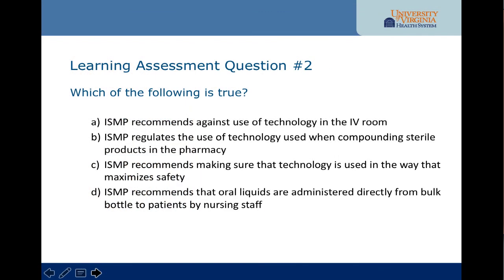All right, so before we start to drill down and talk about individual pieces of technology, I've got a second learning assessment question for everyone. So which of the following is true? A, the ISMP recommends against the use of technology in the IV room. B, ISMP regulates the use of technology used when compounding sterile products in the pharmacy. C, ISMP recommends making sure that technology is used in a way that maximizes safety. Or D, ISMP recommends that oral liquids are administered directly from bulk bottles to patients by nursing staff.